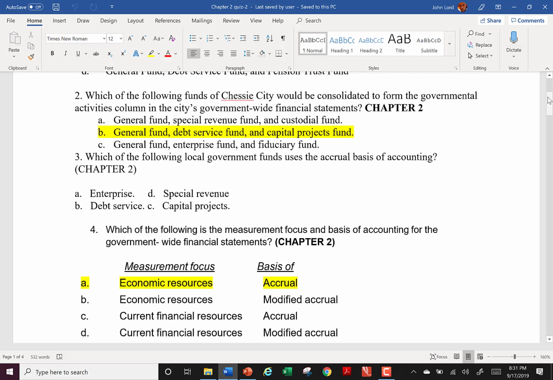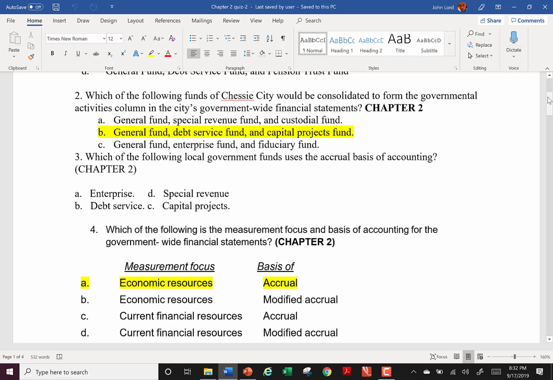Which of the following funds of Chessie City would be consolidated to form the governmental activity column in the government-wide statements? And when we have our governmental activities, we take what? We take our governmental funds, our general fund, special revenue fund, debt service fund, capital project fund, permanent fund, and our what? Internal service fund, and roll it all into governmental activities, right? The enterprise funds are in the business type activity. How about my fiduciary funds? Not reported at the government-wide level, right?